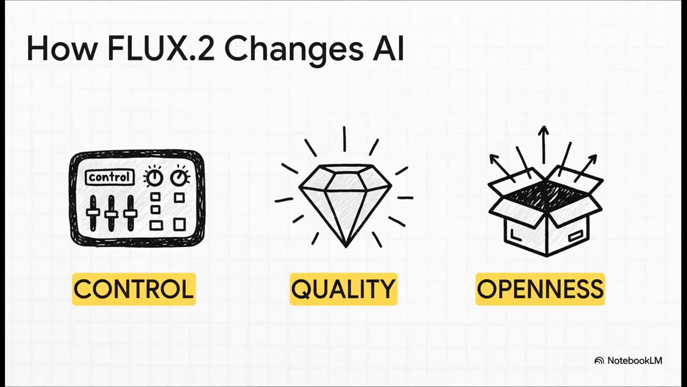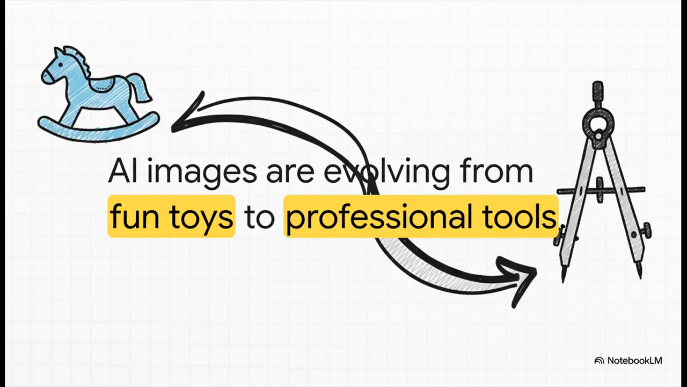So when you put it all together, FLUX.2 is pushing the whole industry forward in 3 fundamental ways. It gives creators unparalleled control for things like brand consistency, it delivers professional-grade quality for real commercial work, and it shows a real commitment to openness with its powerful open-weight model. And that's really the big takeaway here. For the longest time, AI images have been fun curiosities, interesting toys to play with. But now, with systems like FLUX.2, they've officially matured. They are indispensable professional tools that are becoming a core part of the commercial creative workflow.